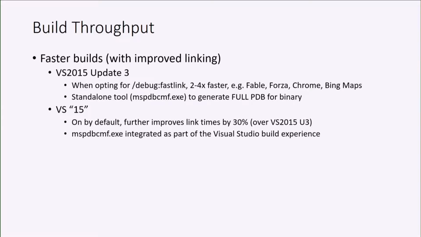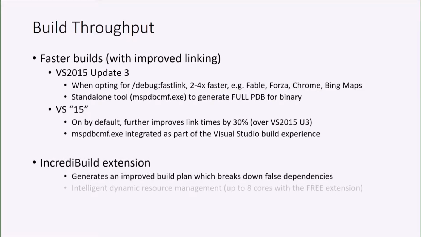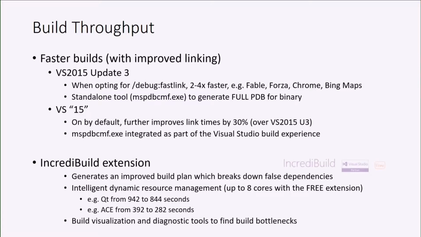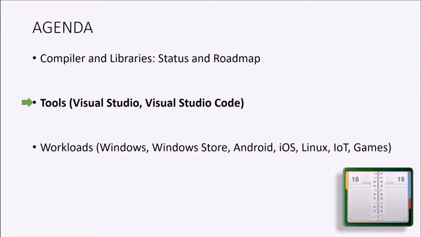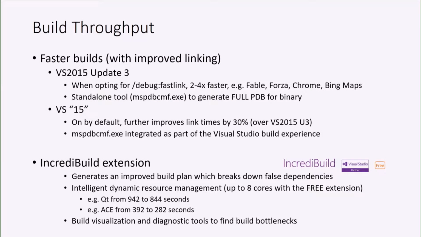So there's only one caveat with this flag, which is why it is not enabled as a default setting in 2015 in your templates. The reason is that when you're using debug:fastlink, it produces a PDB which does not have any private symbol information, and the debug information is distributed among the compiler OBJs and input libraries. So if you want to take the debug:fastlink PDB and put that in your symbol server scenario, that's not possible in 2015.